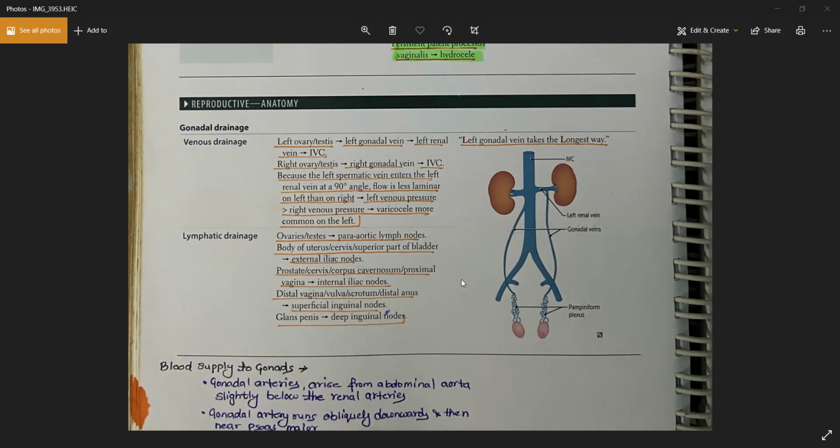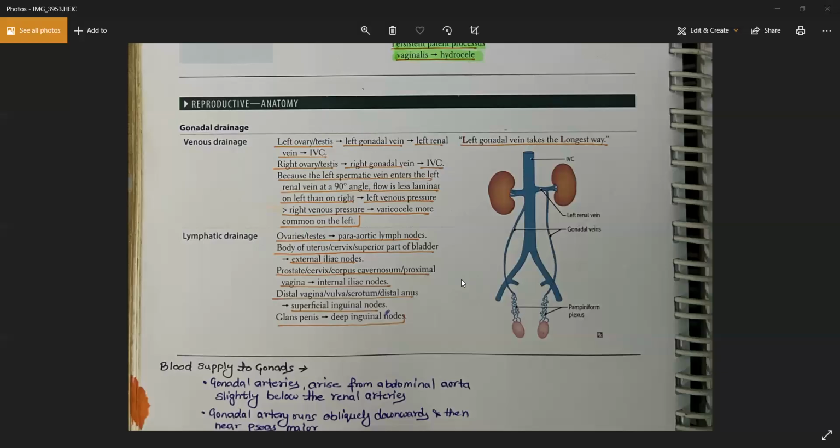I have a question. If there is some tumor which is compressing or obliterating the IVC below the renal artery or renal vein, then how can that cause increased pressure in the testes and cause the varicocele or whatever?